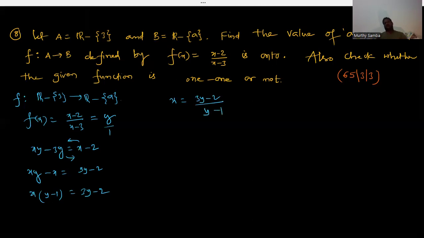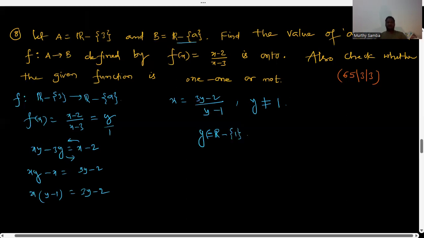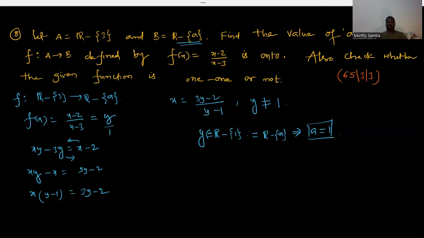See, here y minus 1 means what? y is not supposed to be 1, and y can take any number except 1. Any number except 1 means what? y belongs to the real number system minus {1}. See here, what is that B? B is the real number system minus {a}, which is equal to the real number system minus the set containing a. Can you tell me what is the value of a now? a is equal to 1. Right? For set B is equal to R minus {1}, it is an onto function.